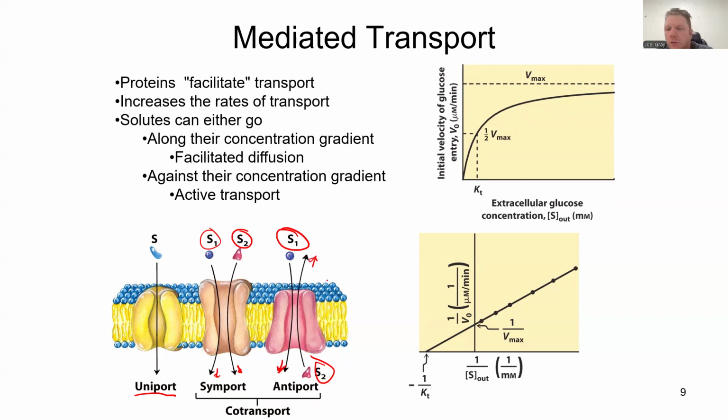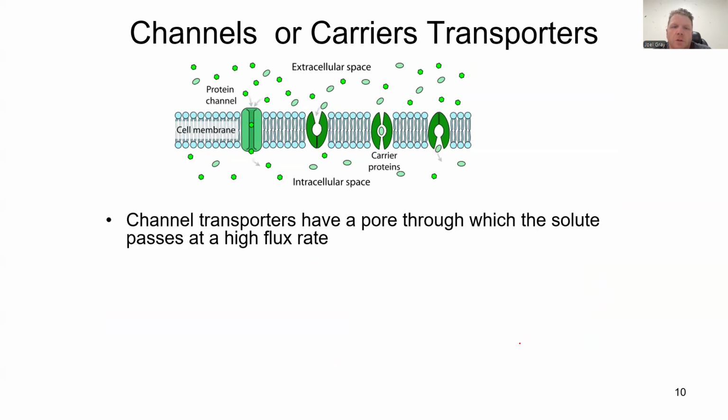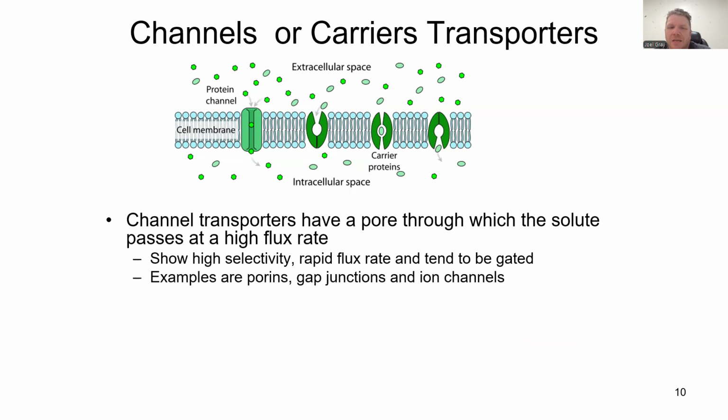These are going to exhibit Michaelis-Menten saturation kinetics, and so you can evaluate a transport protein using a Lineweaver-Burk plot, as we show here. Now, there are also proteins that are known as channels or carrier transporters. Channel transporters have a pore through which the solute passes at a very high rate. Now, these show high selectivity, rapid flux rates, and tend to be gated.